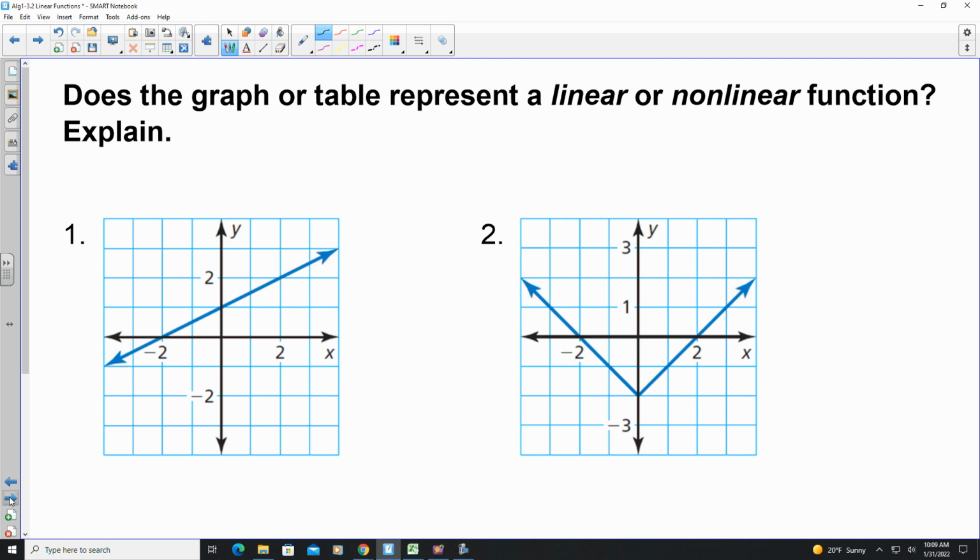Here are a couple of examples to determine if a function is linear or not. One gives me a line, it's linear. Number two, it gives me a line, but my line gets kind of cut off right here. So it's kind of a broken line, but it's not linear. It has to be one continuous line.